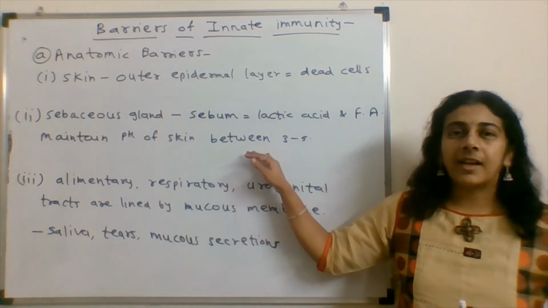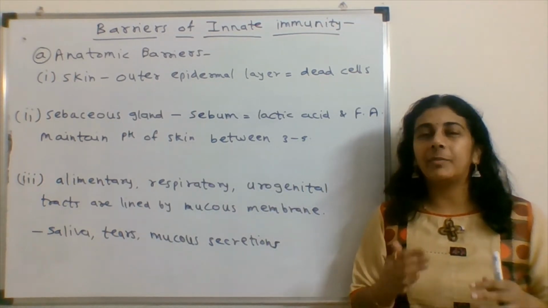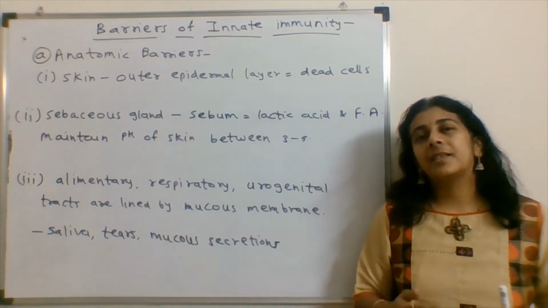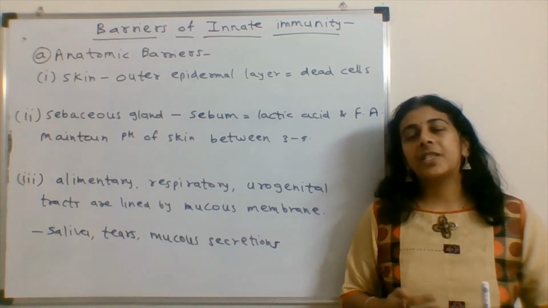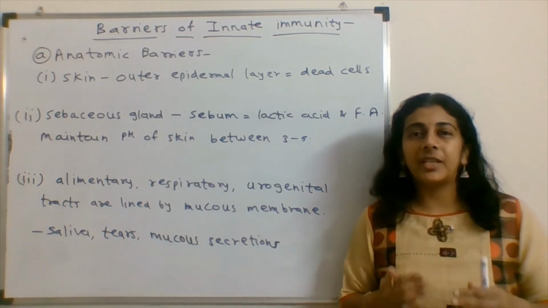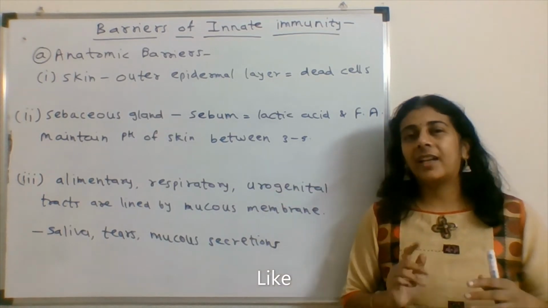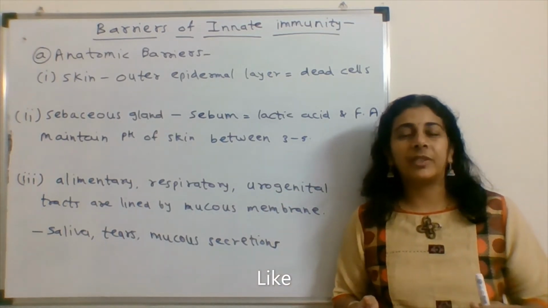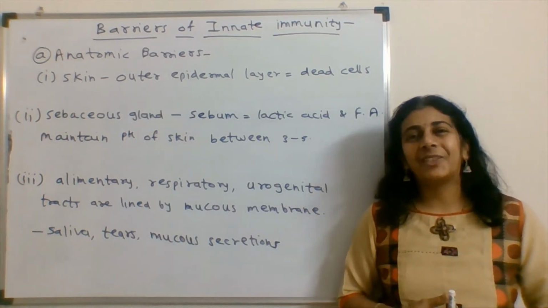Secondly, skin has a sebaceous gland which has sebum in it. This sebum contains lactic acid and fatty acid, which help to maintain the pH of the skin between 3 to 5. Again, at this pH, many of the microorganisms cannot survive. So this is a line of defense.